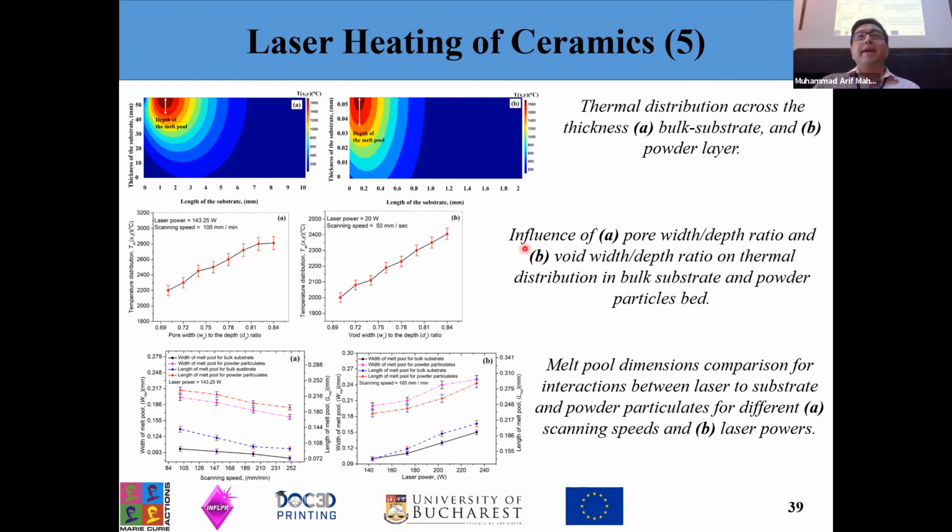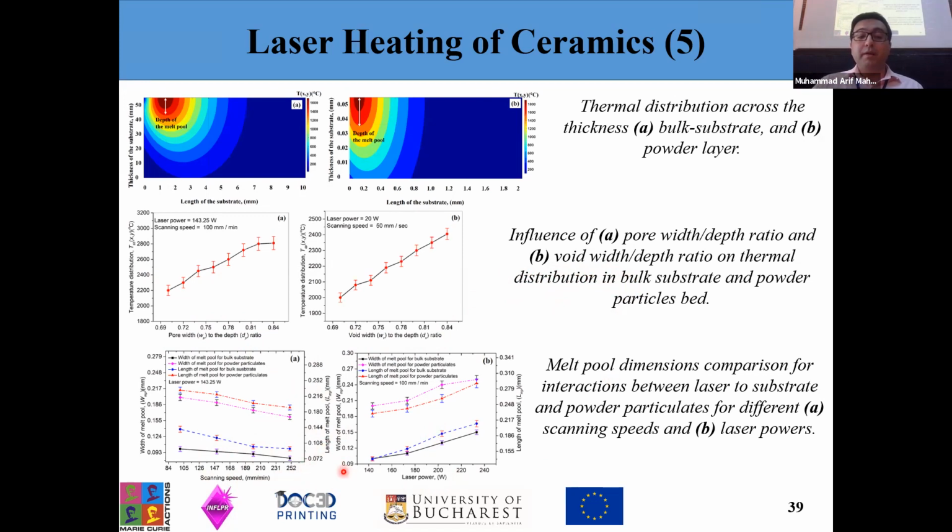And after this one, we designed an analysis to identify what is actually happening when we are increasing the pore or void width to depth ratio. So we identified that as we are increasing the pore or void width to depth ratio, the thermal distribution of the substrate and the powder bed is increasing. This is due to the multiple reflections of the laser beam involved when there are pores and voids in the ceramic material.